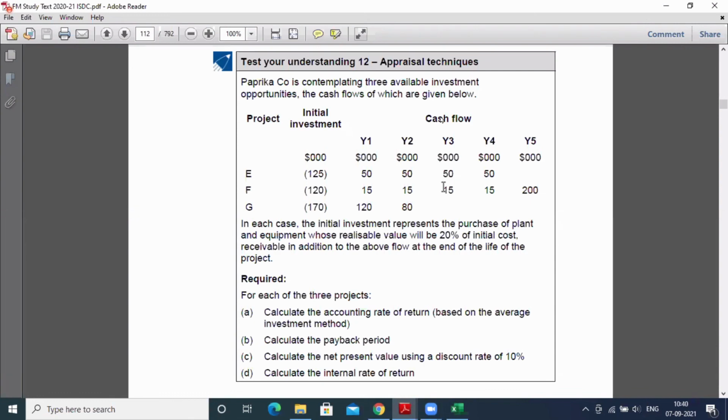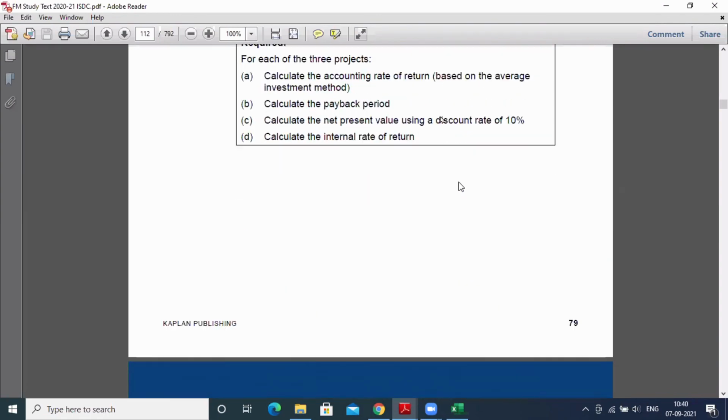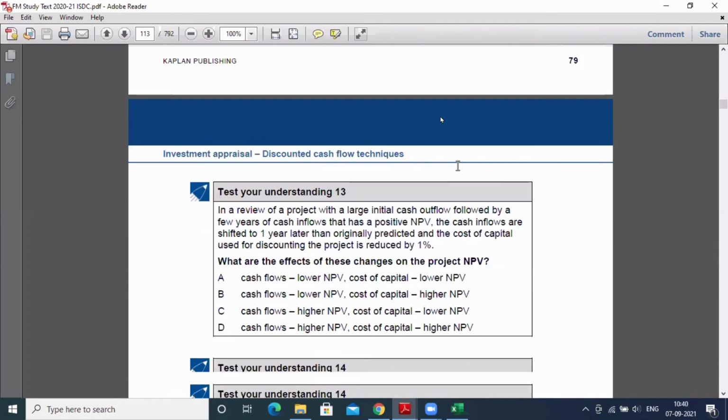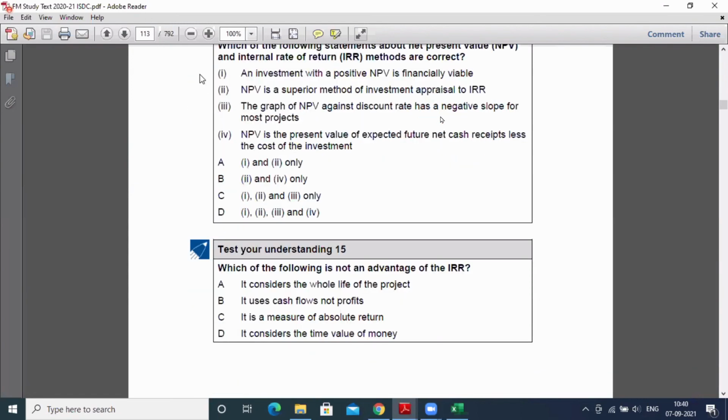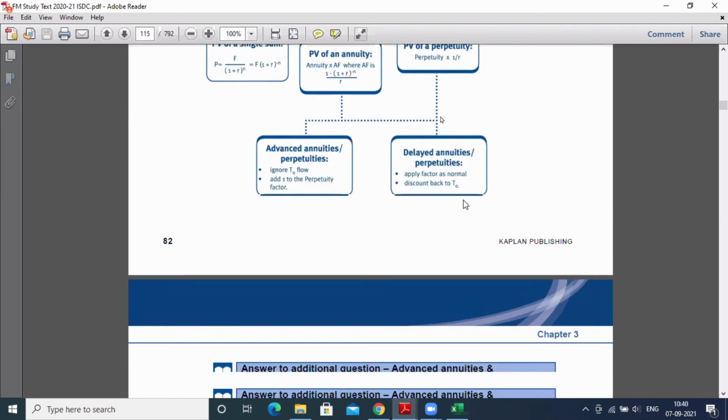So here 120 and 80, so it is 200. How much did you get as payback period? I got 1 year and 8 months. And what is its solution? Can you please let me know the page number for the solution? Okay, I will look. Test your understanding, right?